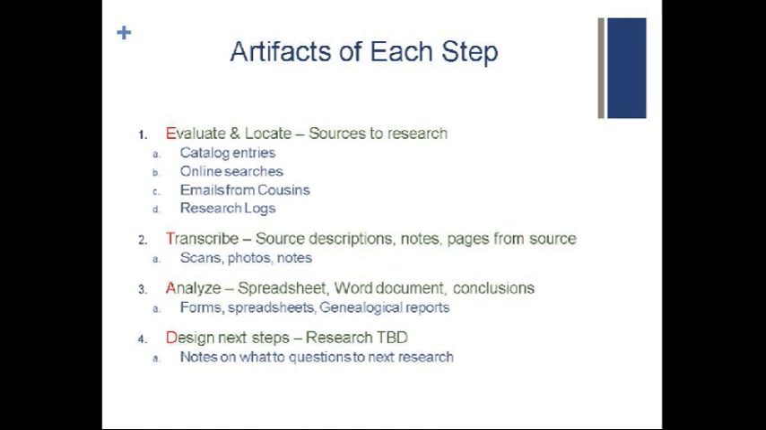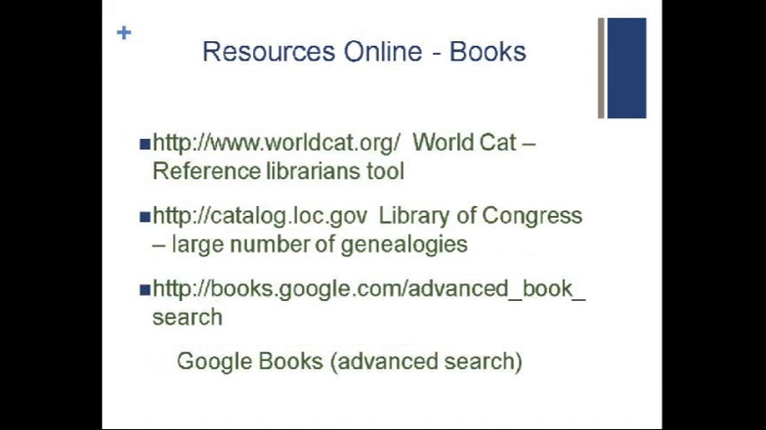The analysis, usually I have a Word document or a spreadsheet, or sometimes the genealogical reports out of programs like Family Tree Maker or The Master Genealogist or Legacy. And then you want to design next steps, and that's what your research to be done is. Notes on what to be done next on your research, and that's what we're going to look at first as far as our online tool.